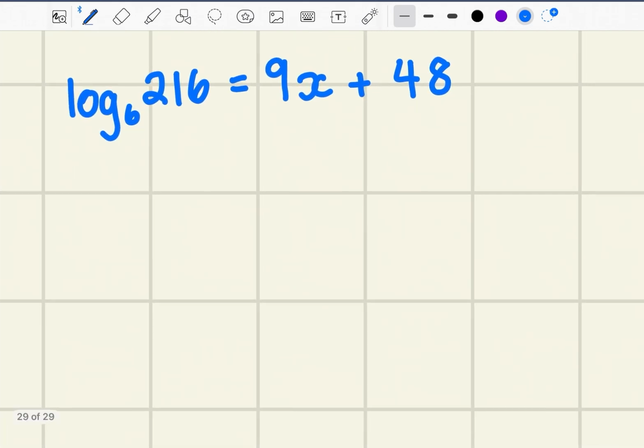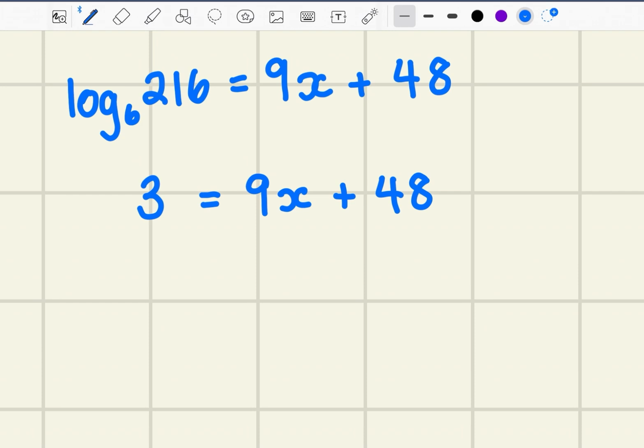It's really good to check whenever you get a log, can you actually answer it? Now, of course, I can't do this on my calculator because it's not base 10, but let's think 6 to the power of 3 is actually 216. So I'm going to change this log side to be 3 equals 9x plus 48.